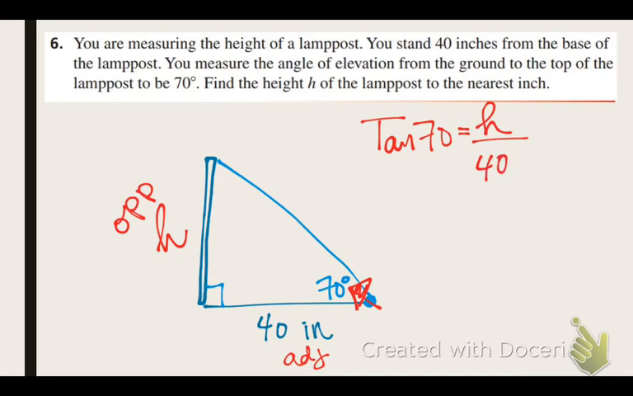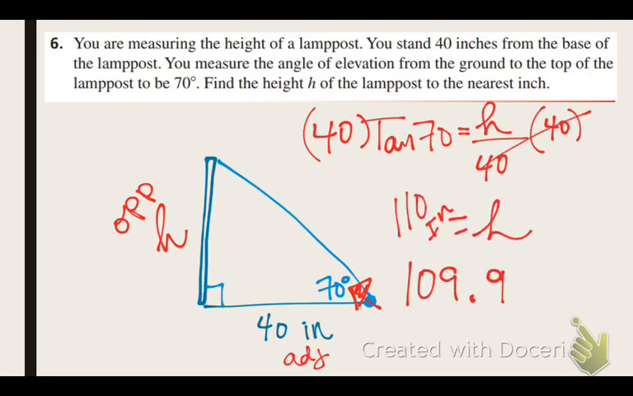So what's happening to H? It's being divided by 40. So what's the opposite? Multiplying by 40. Alright, so put it on your paper. Don't say it out loud. Any questions on how we did this problem?